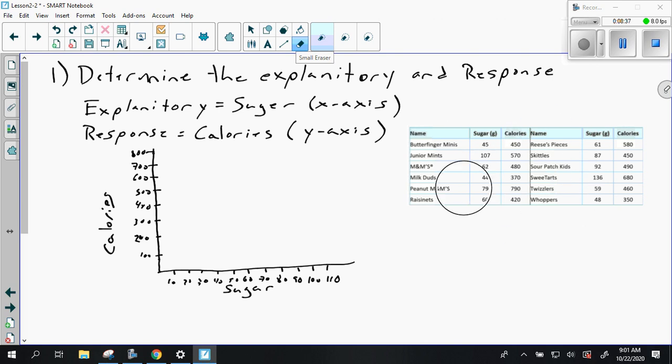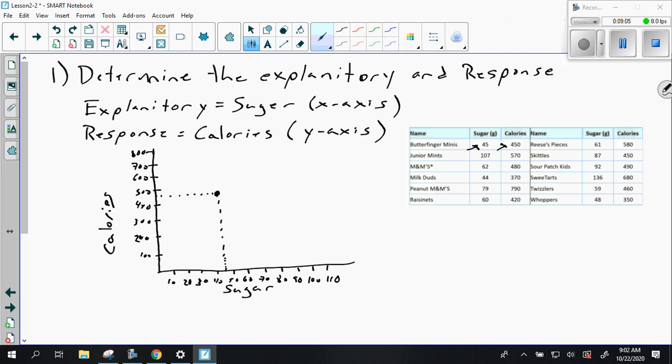So now that we have created our axes and we've scaled them properly, let's go ahead and put these points in here. So let's start with Butterfinger. We've got a point at 45, 450. So I'm going to go to 45 right here, and then we're going to go up to 450, right? And we'll put a point there. The dotted lines are not necessary. I just wanted to show you how I'm getting that, how I'm putting that point there.